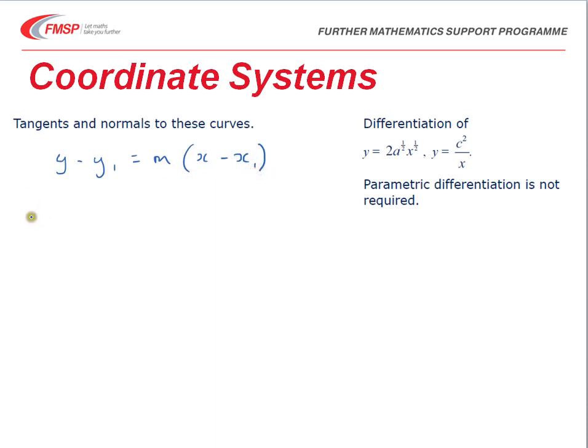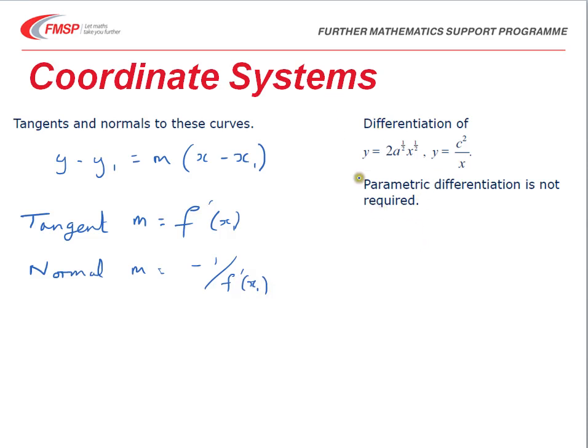Remembering that for the tangent, m is equal to f dashed at the point, the derivative at the particular point that you're talking about, so f dashed of x1, and for the normal, m is going to be minus 1 over that at that particular point. So that's the standard method for finding tangents and normals.